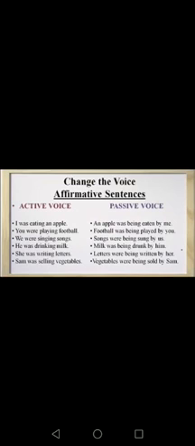He was drinking milk. We used was here because he is a singular person and a singular subject, so that's the reason. Milk was being drunk by him. She was writing letters. Letters were being written by her. Sam was selling vegetables. Vegetables were being sold by Sam.